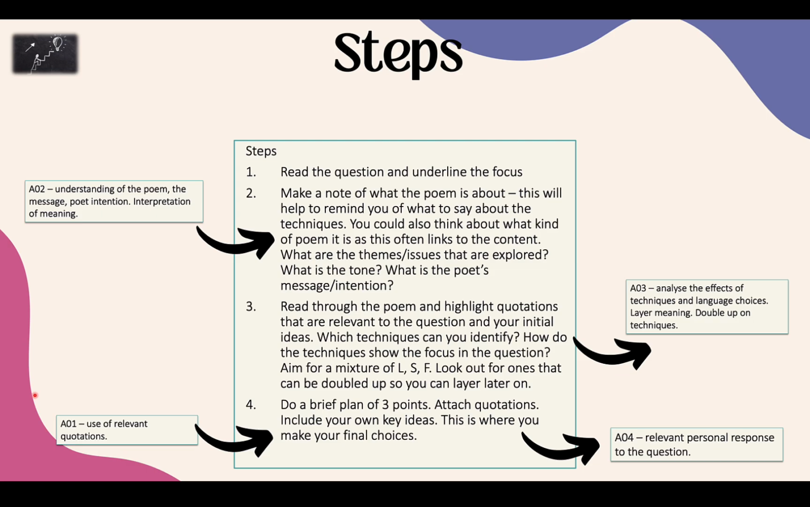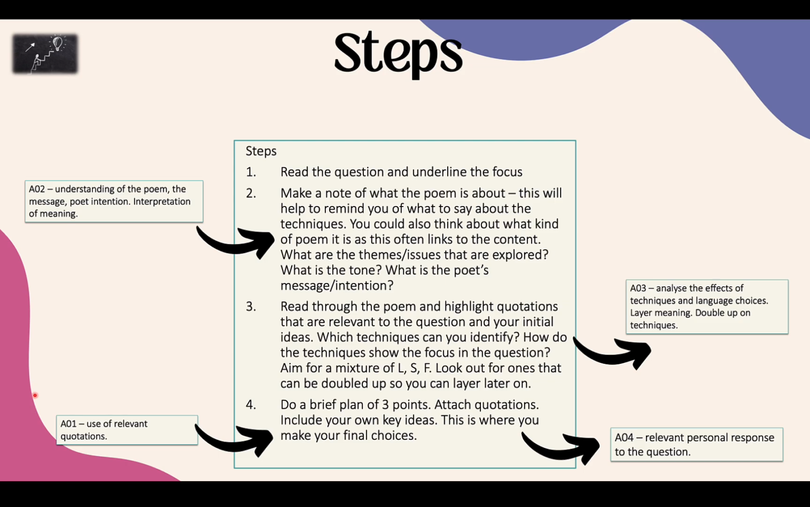So step 1 is you read the question and you underline the focus. Step 2 is where you make a note of what the poem is about. Now, obviously, you should, at this point, know exactly what the poem is about. You'll know all of the details that I've already gone through with you with regards to the different assessment objectives and what you're expected to understand. But it's a really good idea to have a bit of a brain dump at the start of your exam, and you're just throwing everything that you know about the poem onto the page.